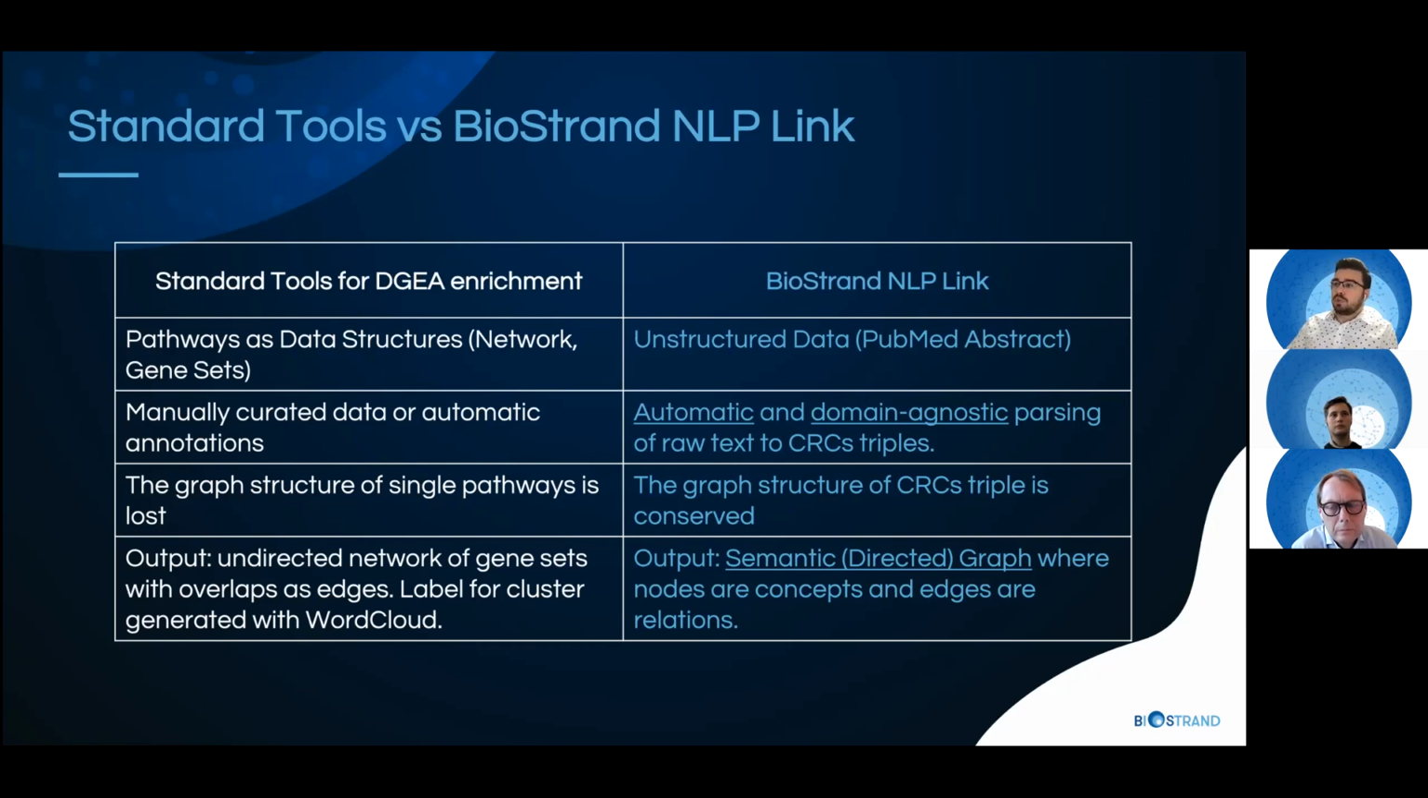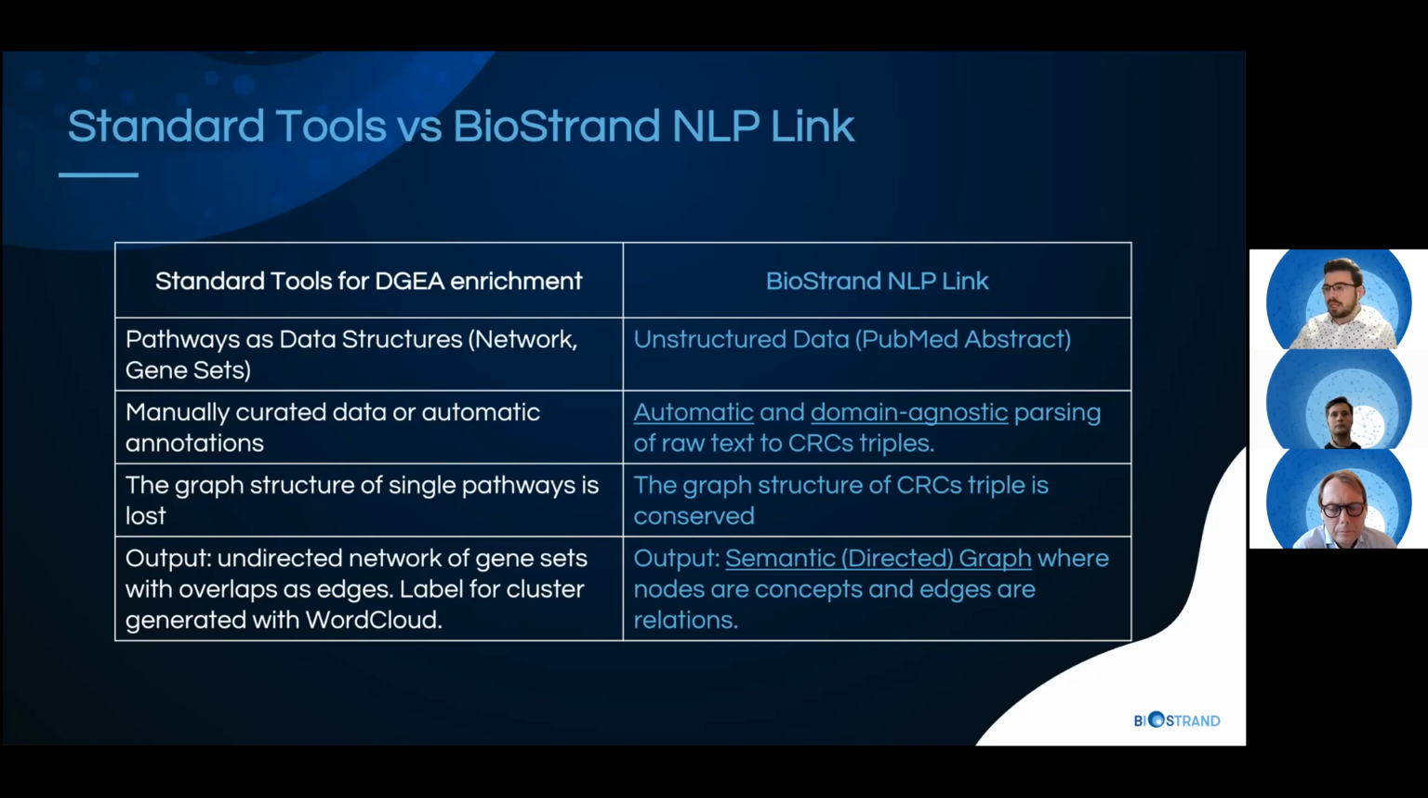Also, one of the issues with standard tools for differential gene expression analysis is that the graph structure of a single pathway is lost in this process when it's converted to a set. Whereas for BioStrand NLP link, the graph structure of the triple is conserved. And so it always remains available and you don't lose that link, and also the context from which this triple has been extracted.